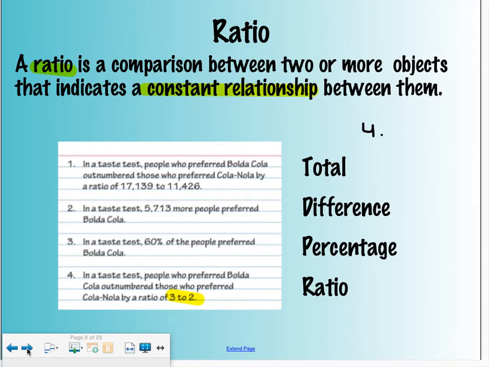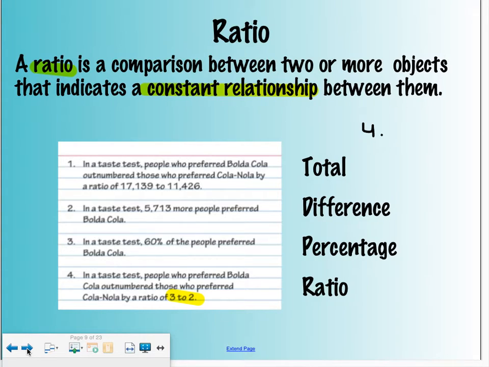Alright, let's move on. So, if you flip to the next page, I put the definition and a ratio up there. So, who would like to read our definition? Alina. A ratio is a comparison between 2 or more objects that indicates a constant relationship. Yeah, 2 or more objects that indicates a constant relationship between them, and we worked with those just in our similar figures, and we'll work with them in word problems and stuff too.